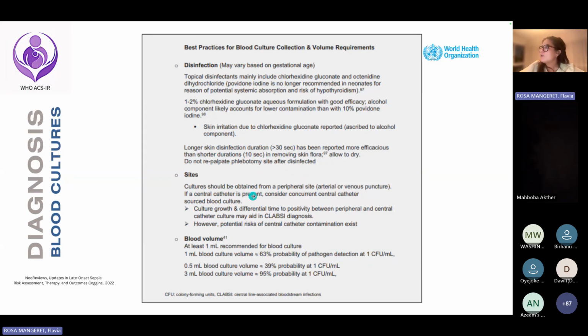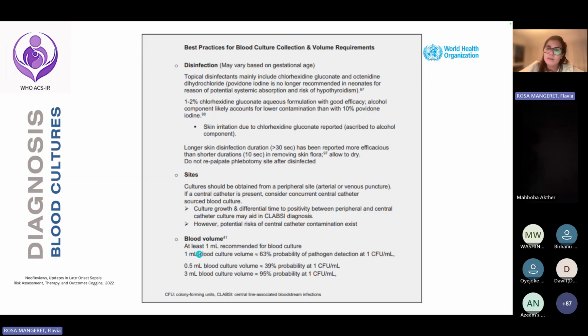The site should be a peripheral site, arterial or venous puncture. If a catheter is present and there is a suspicion of catheter-associated infection, it can also be aspirated from the catheter. And also, for a central catheter, the catheter can also go for culture. But ideally, a peripheral blood culture should be taken.